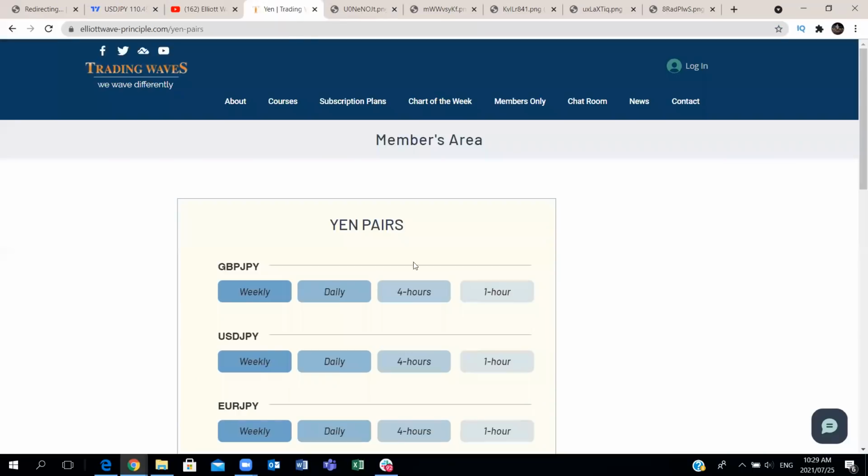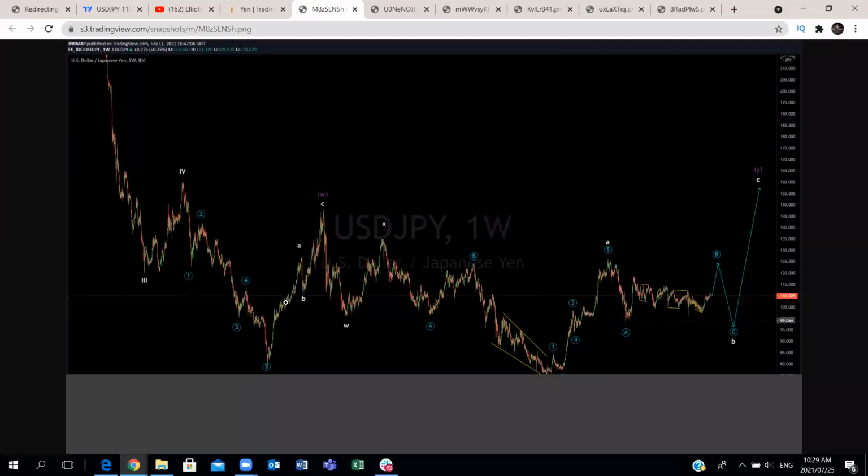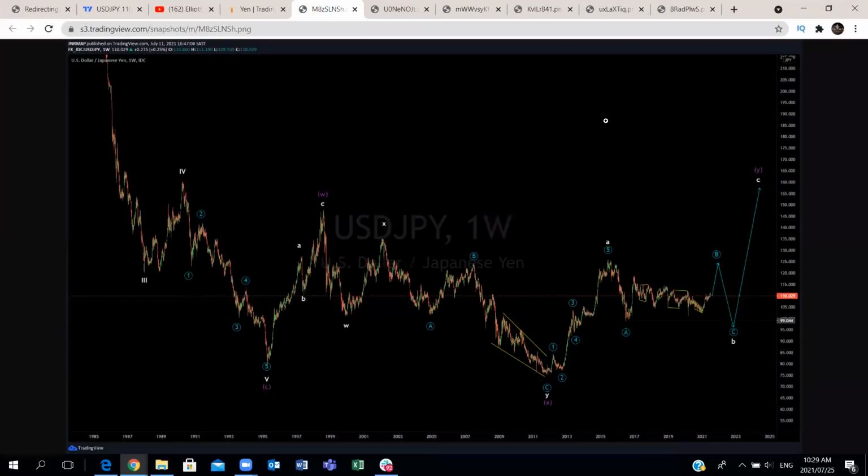Let me just go back one here so you can see here on the weekly. If you look on the weekly, this is the reason why we did not expect, even when we were getting a pullback on US dollar yen. This is the weekly chart. We are looking very bullish as far as US dollar yen is concerned. We're still looking for more upside. So that is the weekly structure, just to give you a perspective and why we are bullish US dollar yen.